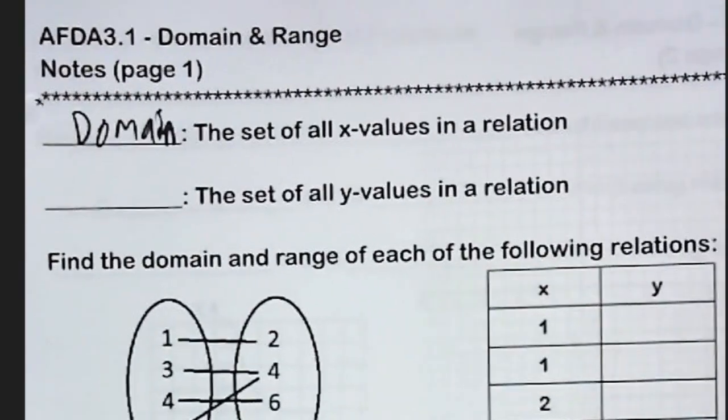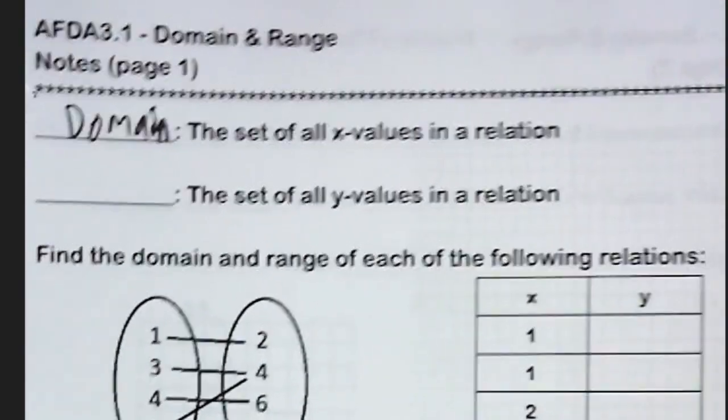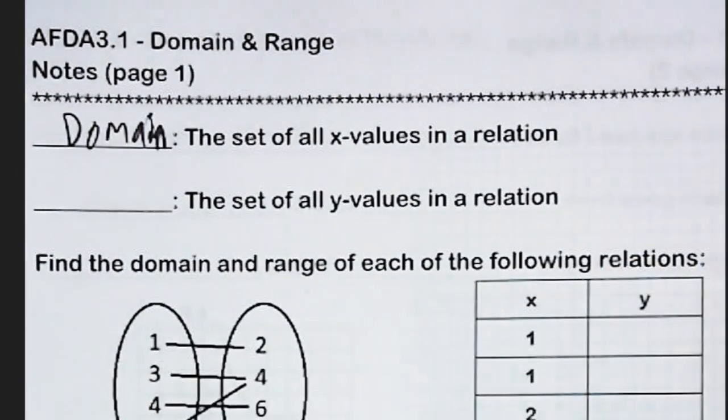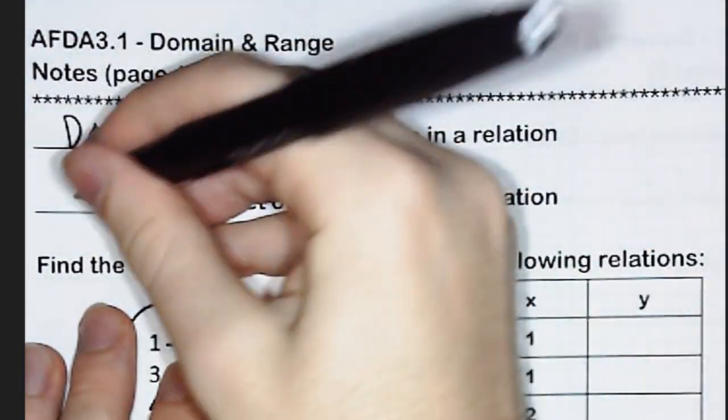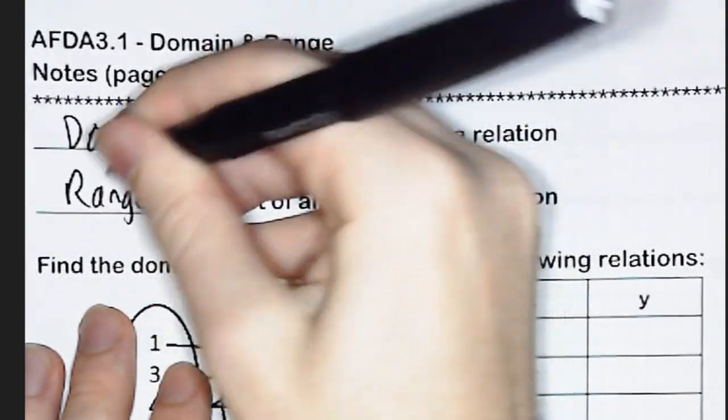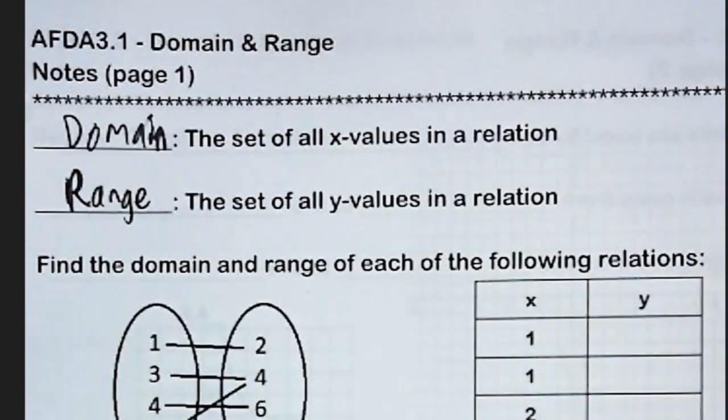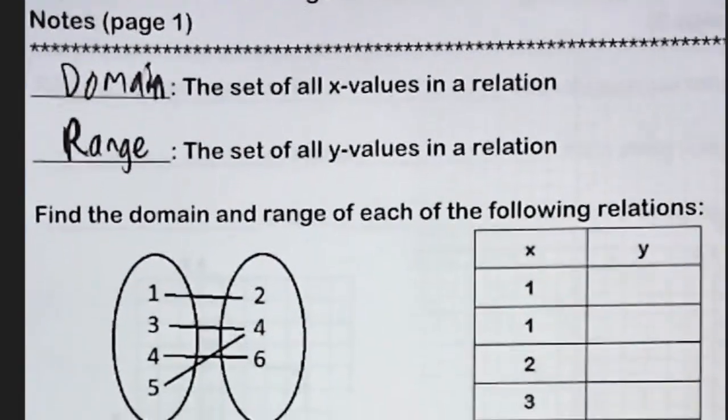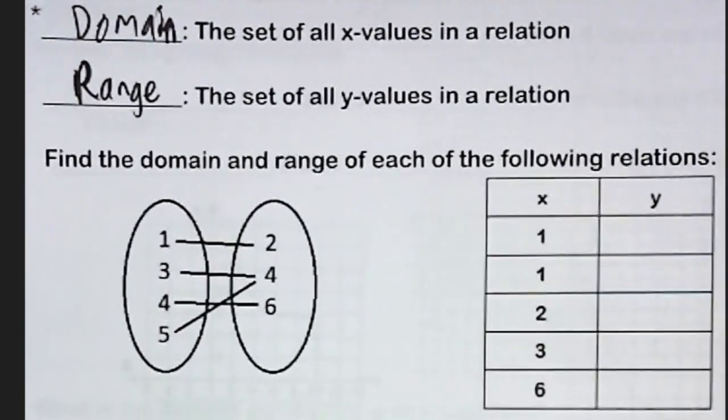Now, on the front of this page, we're going to have different kinds of relations that have finite points, and on the back, we're going to have some continuous graphs. So, the domain is the set of all the x values, the range is the set of all the y values. And the way that we find the domain and range depends on the type of relation that we're looking at.